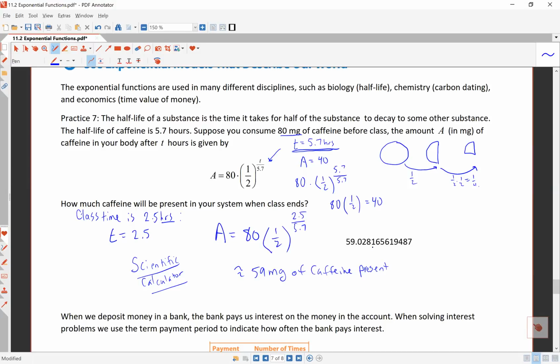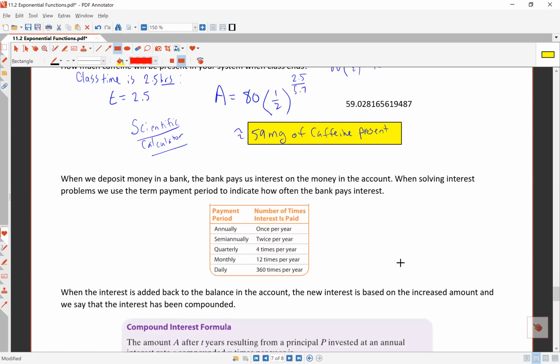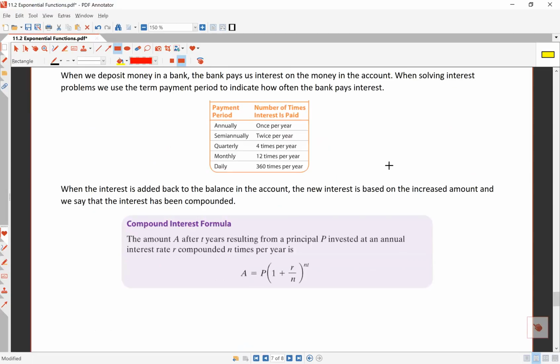So you can see it takes quite a bit of time to get rid of the substantial amounts of caffeine present in our system after we ingest it. Another example we look at for applications of exponential functions is money deposited into a bank. The bank pays us interest on the money in the account. When we let them have our money for a while, they pay us interest so that they can invest it and make money for themselves.